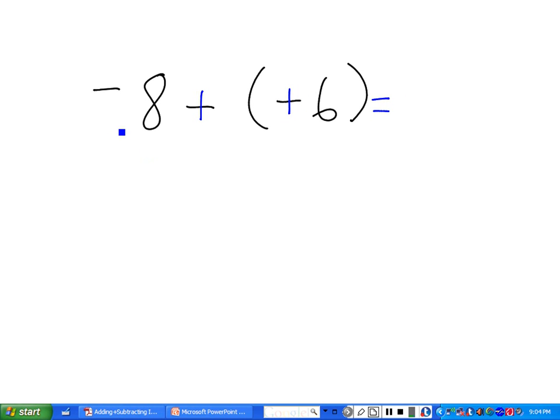We have a negative 8 and a positive 6. So we're going to do the difference since we have different signs. When we subtract, we get 2, but we keep the sign of the higher number, which is 8. So our answer is going to be negative 2.